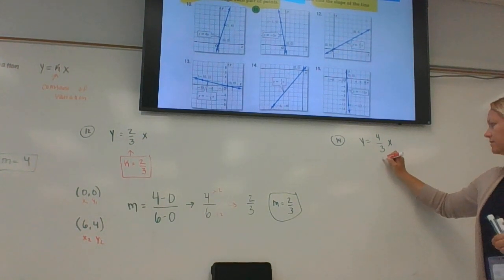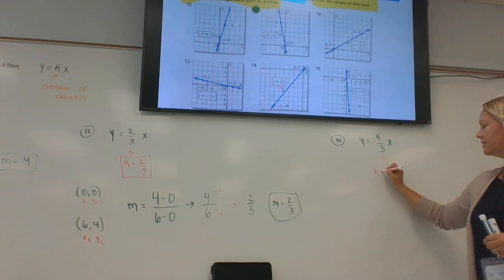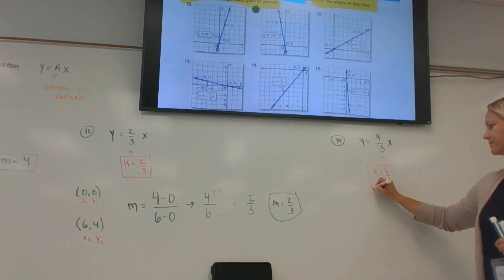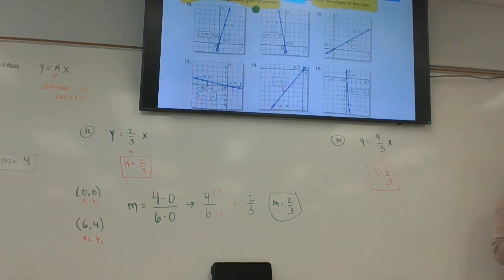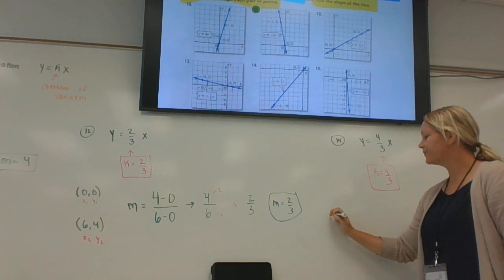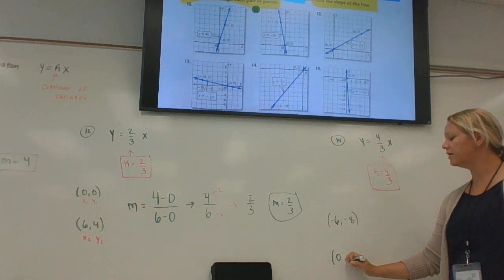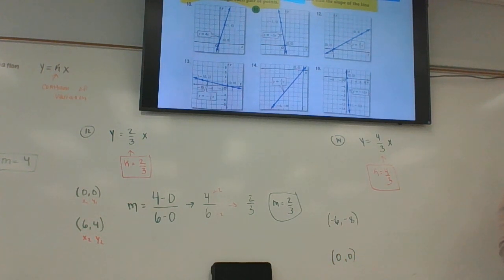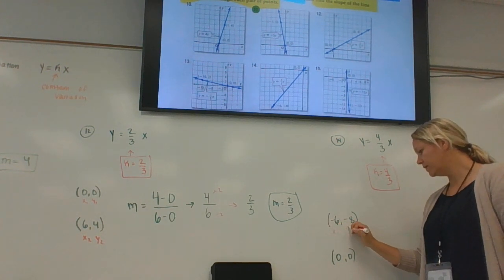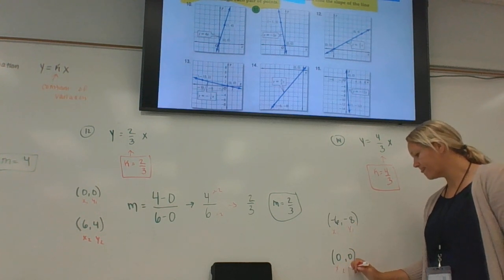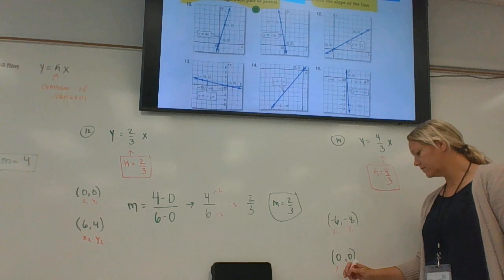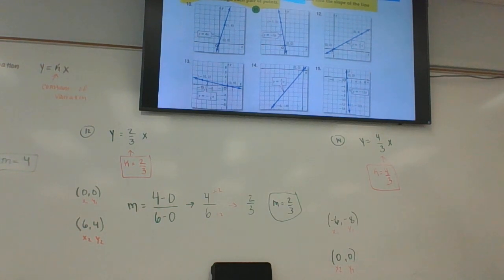Looking at the equation, I can see what the constant of variation is. K is 4 over 3. It says find the constant of variation, then find the slope. So now we'll find the slope. The points are -6, -8, and 0, 0. Every single direct variation equation has a point at 0, 0. X1, Y1, X2, Y2. Do the formula.